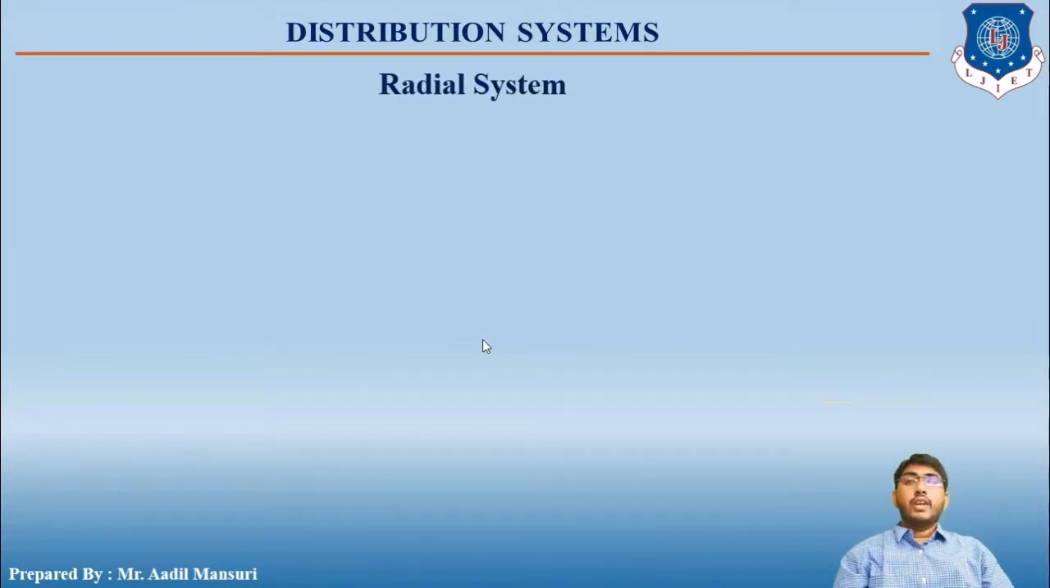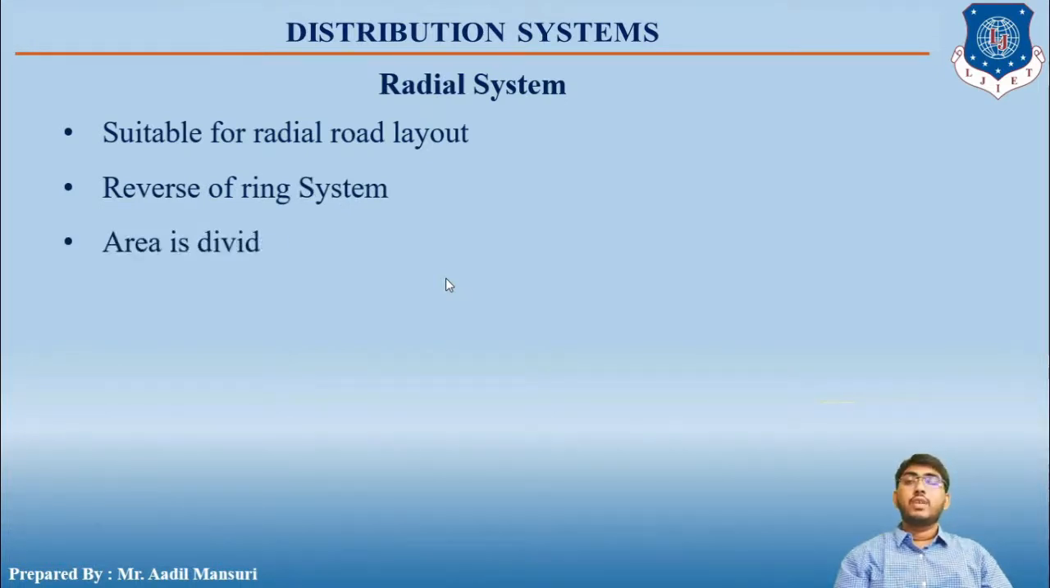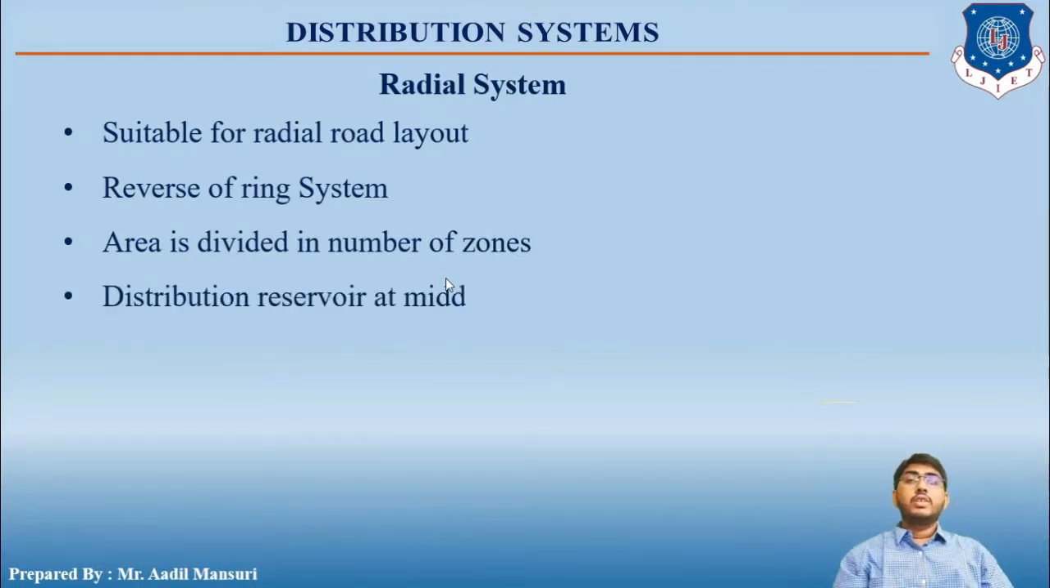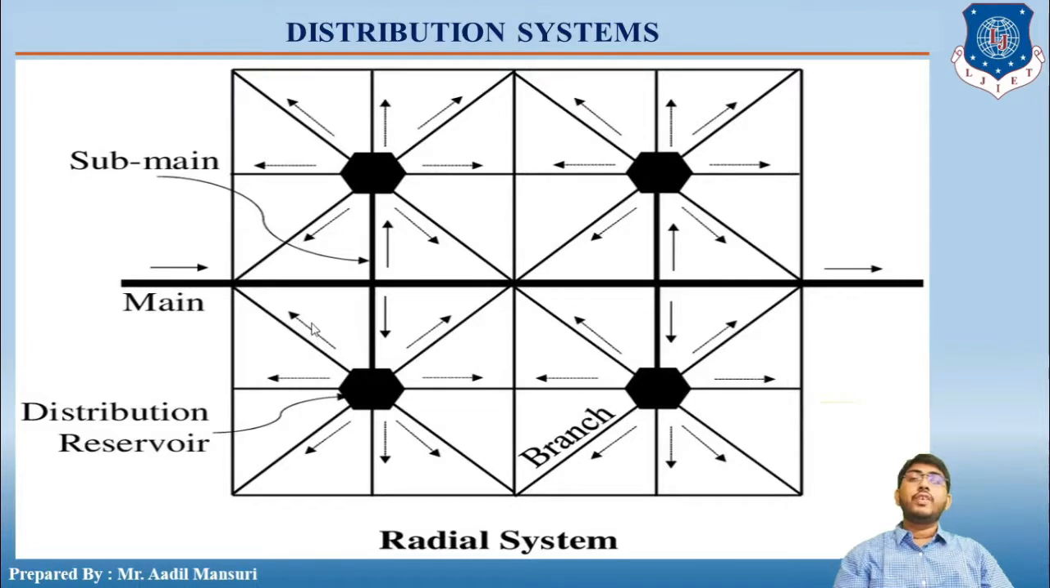Let us now move to the radial system. This system is suitable for radial road layout. So if a particular city has a radial pattern of population growth, then this system is most suitable. This system is a reverse of the ring system. An area is divided into a number of zones. Distribution reservoir is at the middle of each zone. Supply pipes are laid radially ending towards the boundary of the area. You can see over here in the figure that the main pipeline is at the center. The area is divided into zones. There is a reservoir at the center of each zone, and there is only one inlet leading from the main towards the reservoir, and from the reservoir the water is supplied radially towards the ends. So this is the radial system.